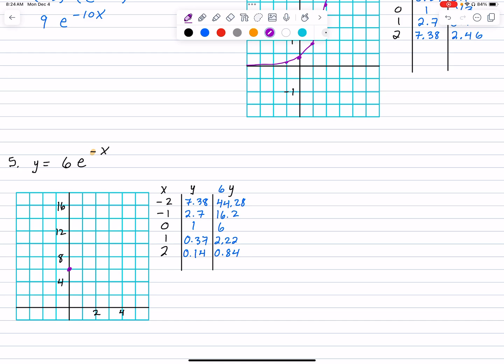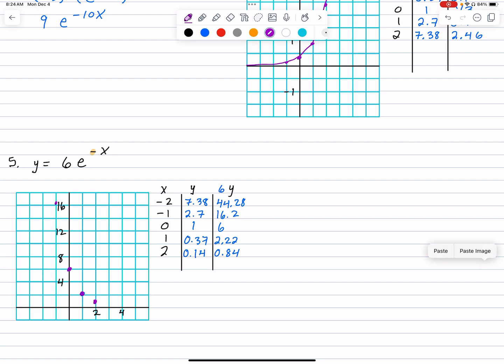1 is the point 2.2, which is pretty much right there. I don't know why I changed colors. Let's see, 2 is 0.84, maybe here. I may be off on that estimate. Let's see, -1 is 16.2, so kind of here.